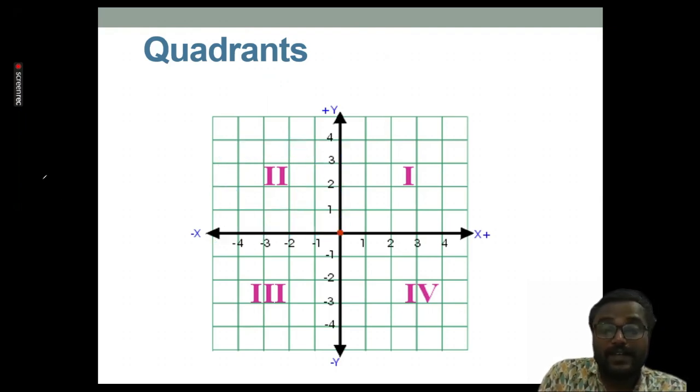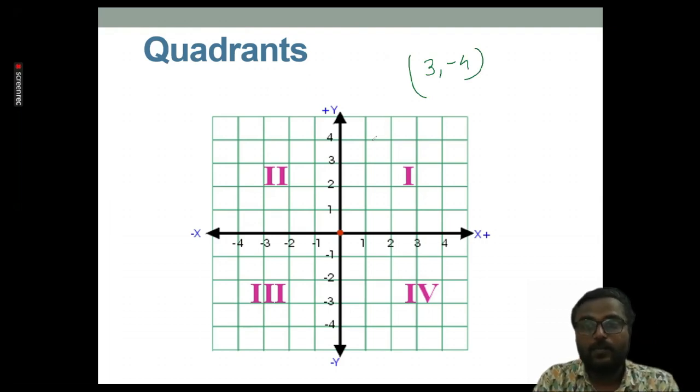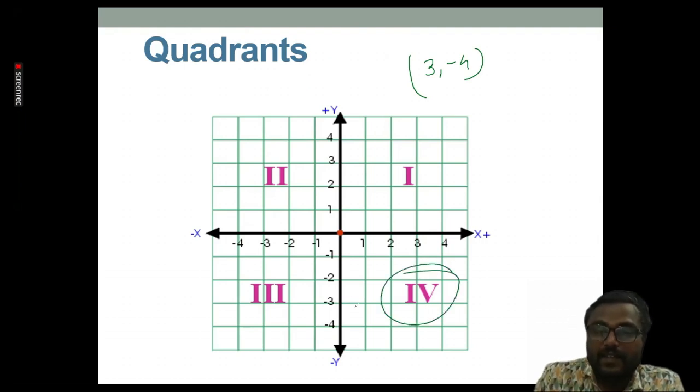Now, can you guys tell me where this particular point will lie? 3, negative 4. Daniel and Julie, can you please let me know in which quadrant this 3, negative 4 will lie? You can put the answer in the chat box, guys. Yep, you are right. Absolutely correct. This will lie in the fourth quadrant. Very good.